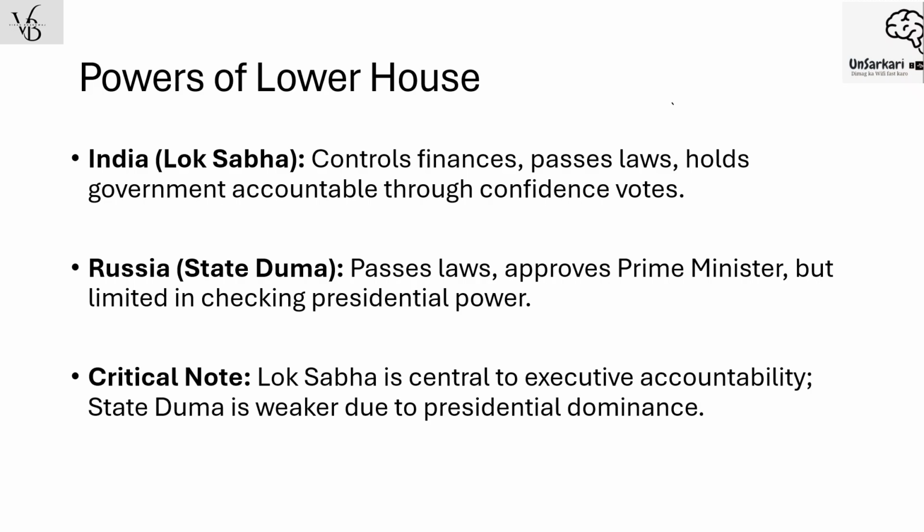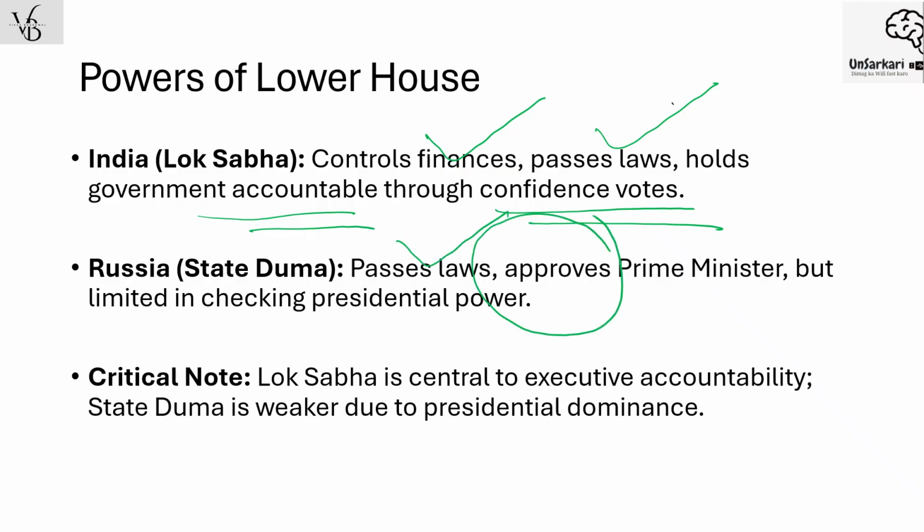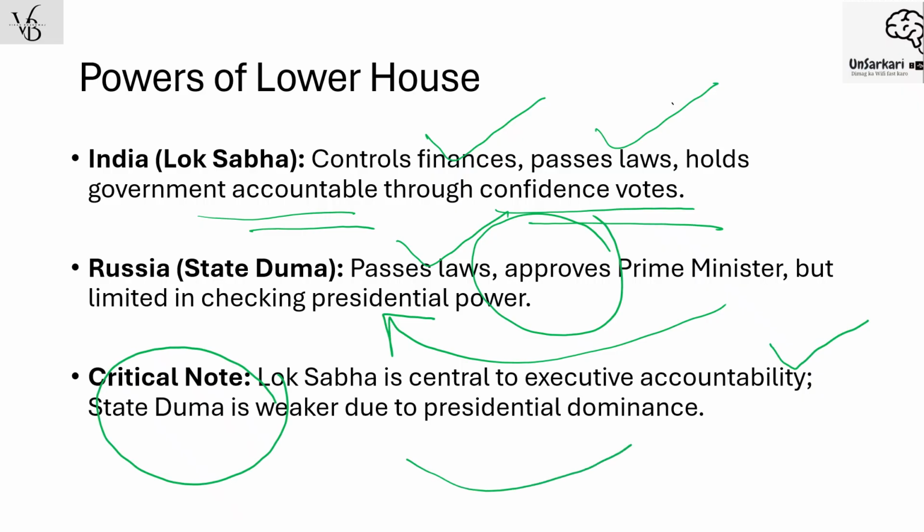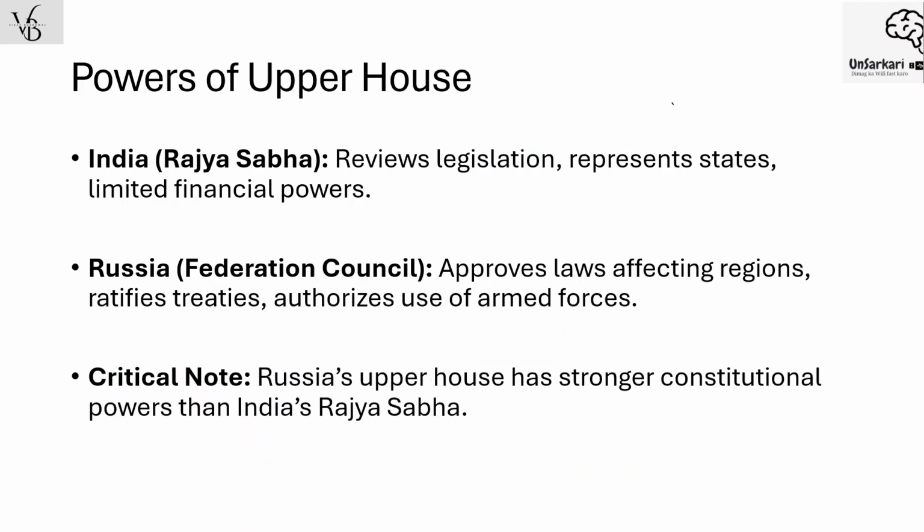So in India, power lies with the Lok Sabha to control finances, pass laws, and hold the government accountable, and there is a confidence vote also. But in Russia, the State Duma passes laws and approves the prime minister, but is limited in checking presidential power. So Lok Sabha is central to executive accountability. That's what we can say in India. But the State Duma is weaker. That is why presidential dominance is there.